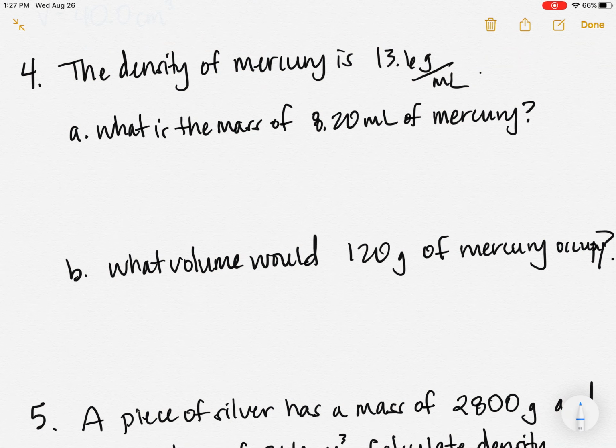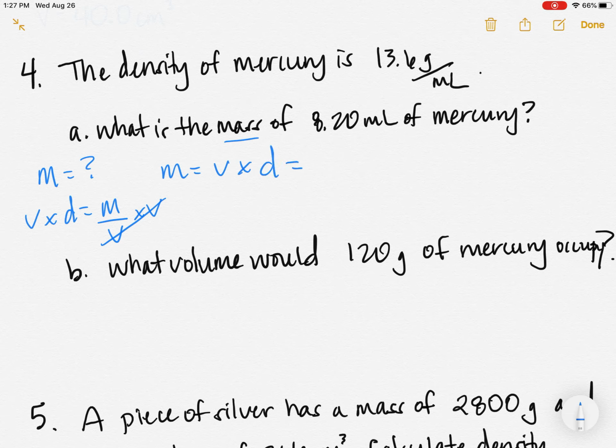Number 4, the density of mercury is 13.6 grams per milliliter. What's the mass of 8.2 milliliters of mercury? So looking for mass, I'm going to derive my formula again. I need to get M by itself, multiply both sides by V. So mass equals volume times density. So the volume is 8.20 milliliters. And the density they gave me up in the first sentence was 13.6 grams per milliliter.